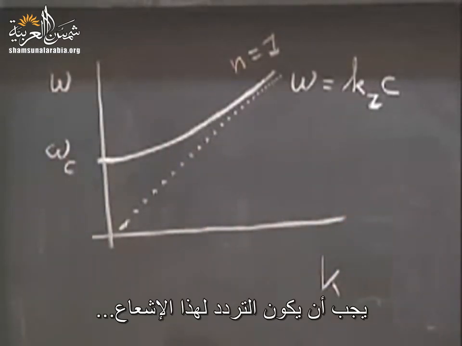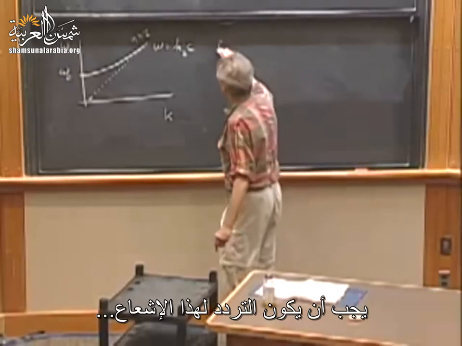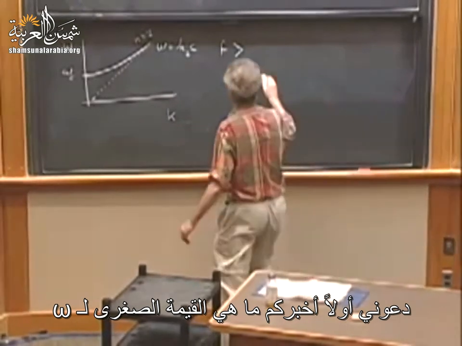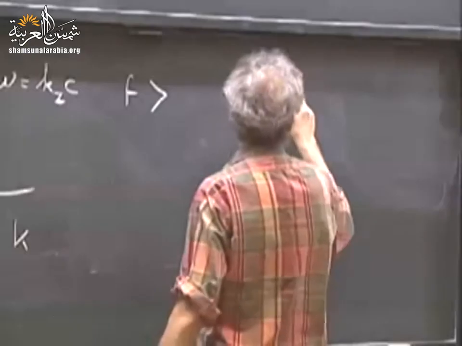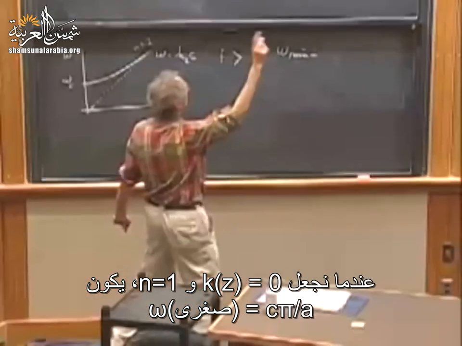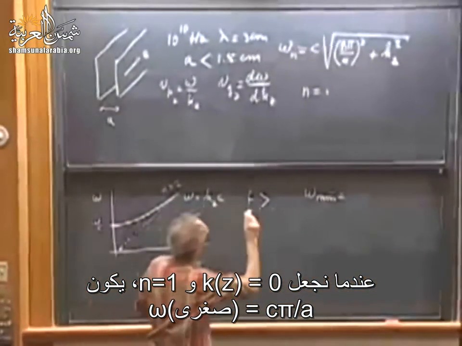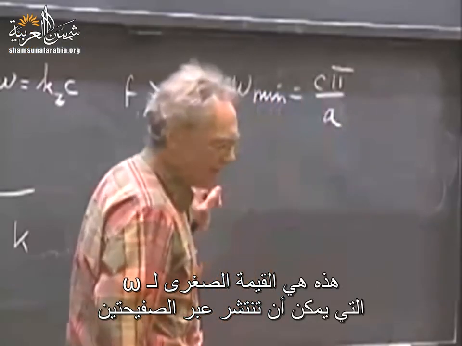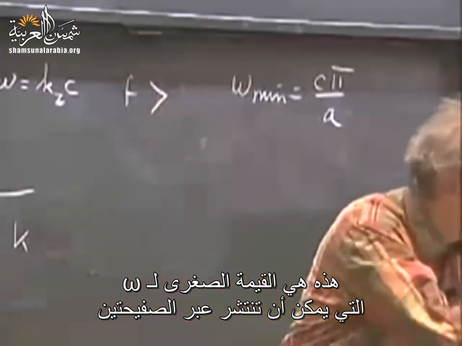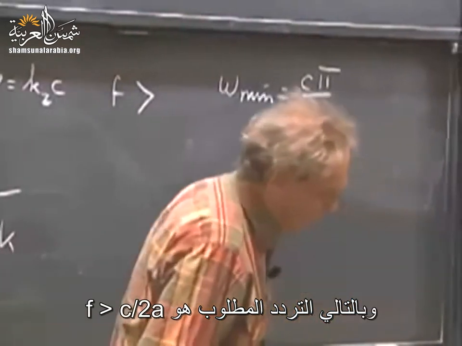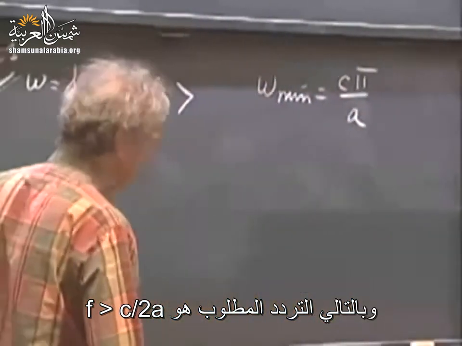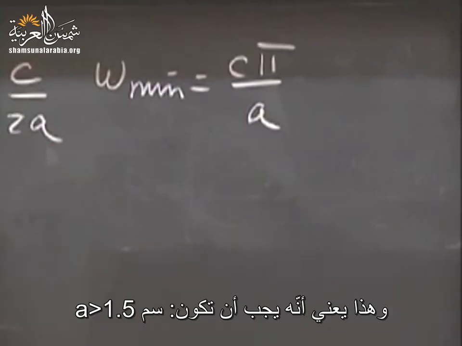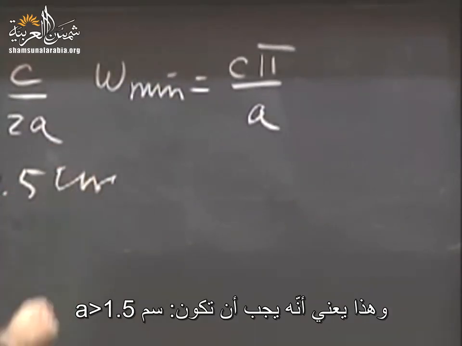So what is required for the frequency of this radiation? Well, first let me give you what omega minimum is. Omega minimum is when you make, in the extreme case, kz 0 and n equals 1. So you get c pi divided by a. That is the minimum value for omega that can propagate through these two plates. And so a required frequency is that f is larger than c divided by 2a. That means a has to be larger than 1.5 centimeters.